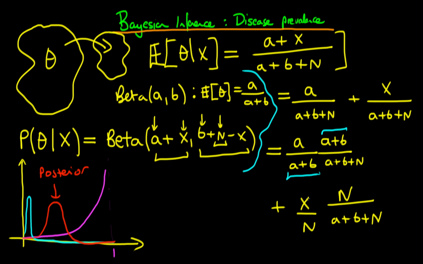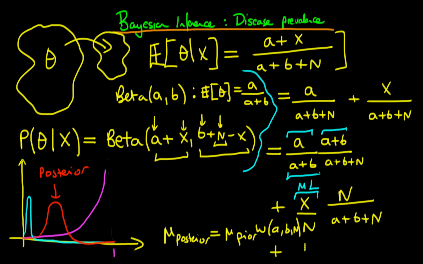And note here that this first term is the maximum likelihood estimate of the value of theta, whereas this term over here is the prior mean or value of theta, which we would have prescribed before we actually carried out any inference. So we can note that here the posterior mean is equal to the prior mean, mu prior, times some weighting function, which is a function of all three of a, b, and n, plus the mu of the maximum likelihood estimate times some other weighting function of a, b, and n as well.